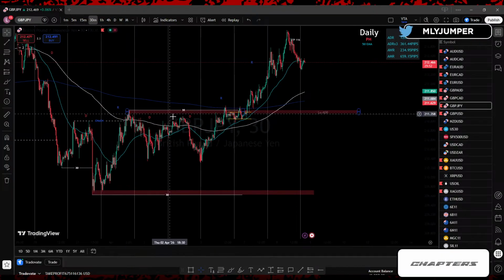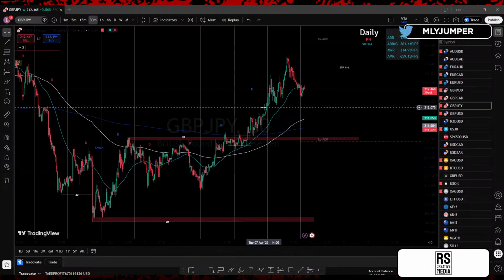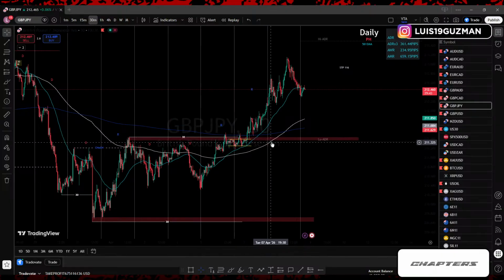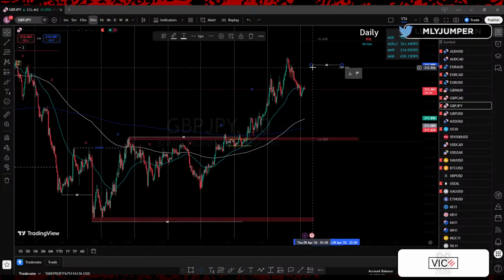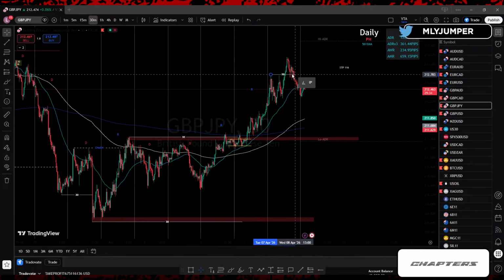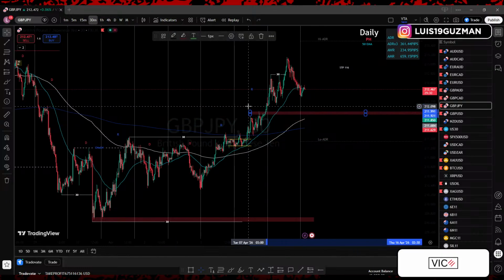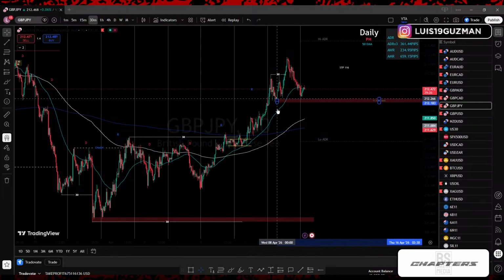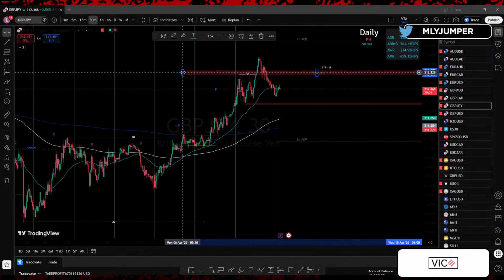So it gave us a change of character and it finally gave us the break of structure to the top side. The beginning of the session gave us a higher high, higher low, right? So I'm gonna mark this up. This is where price gave us the higher high, higher low, and we are trading between these lows down here, this higher low point, and these higher high points over here.